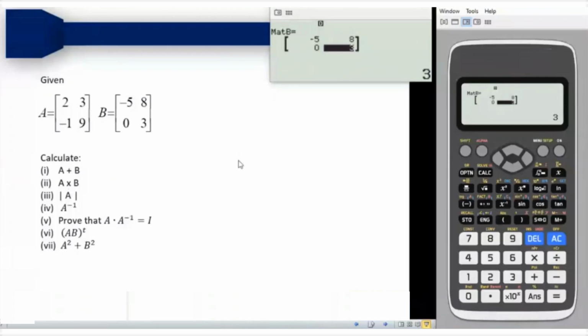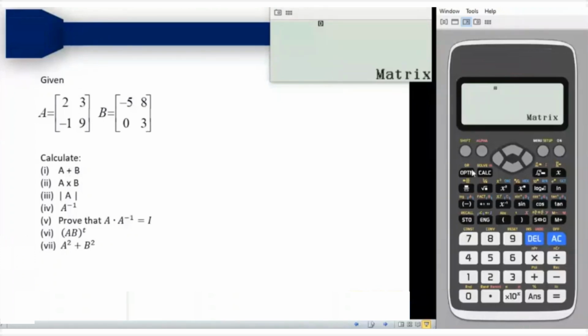Maximum I can define 4 matrices at a time: A, B, C, D. But in this particular question, all I need to do is define these 2 matrices and now perform my operations. Since 2 matrices are defined, I'll press AC. AC means all clear.